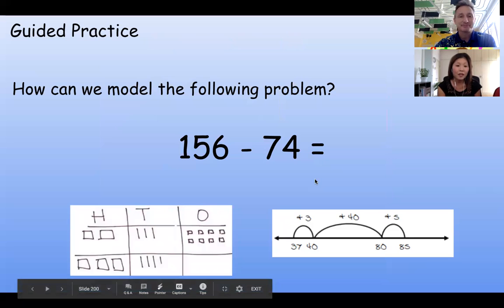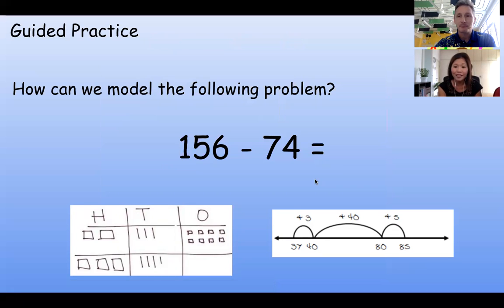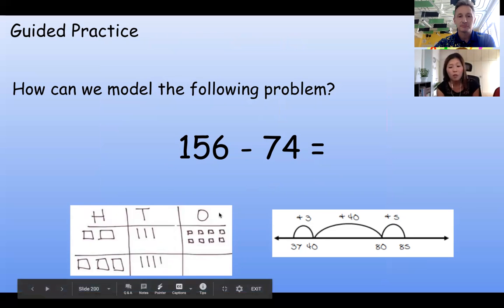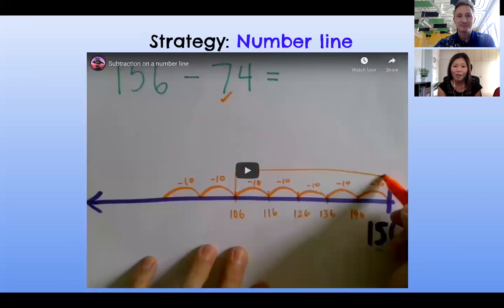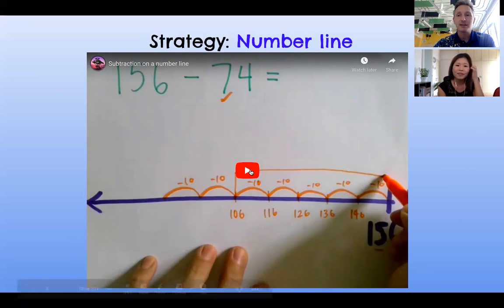And it says 156 minus 74. I'm noticing it's a subtraction problem. And here goes a reminder for our strategies. You can use the base 10 strategy or a number line. And so you can pause the video, you can solve this problem, and you can check in with Mr. Regan with the strategy he used. Welcome back. Here is my number line to show my thinking.